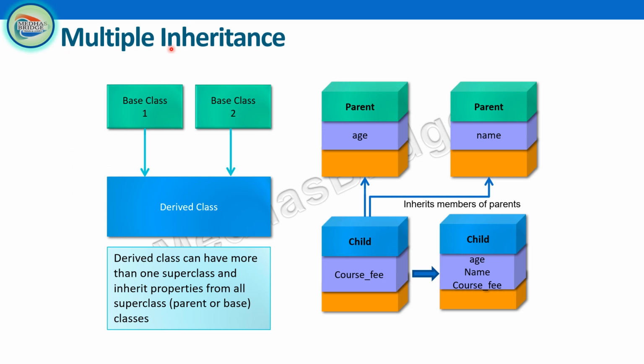In multiple inheritance, a derived class can have more than one base class, or superclass, and inherits properties from all superclasses. We have two parent classes and one child class. A child class can inherit the properties from two parent classes. This is an example of multiple inheritance.